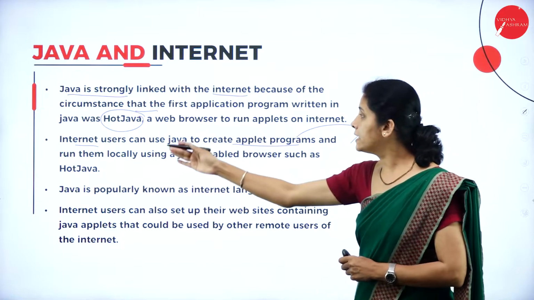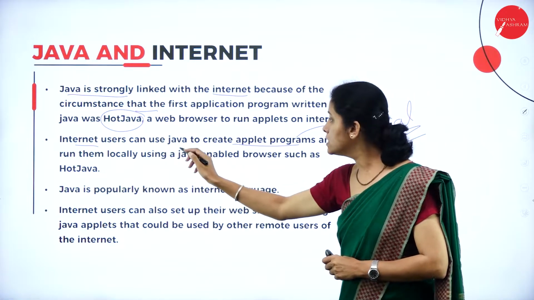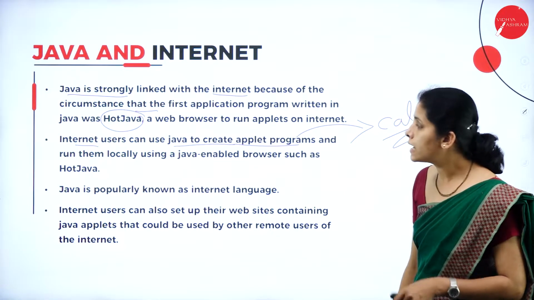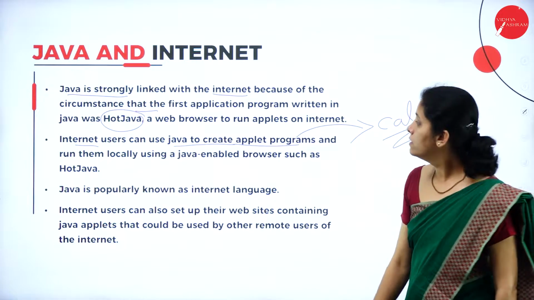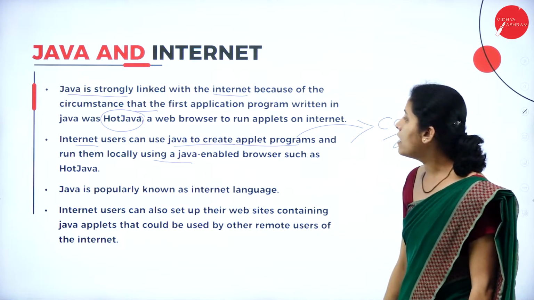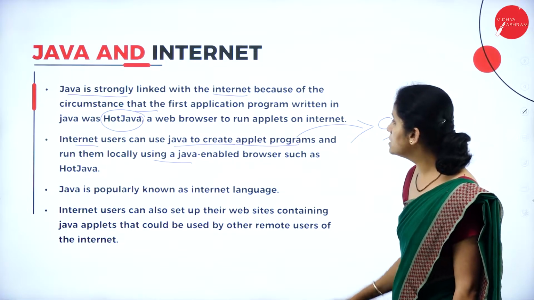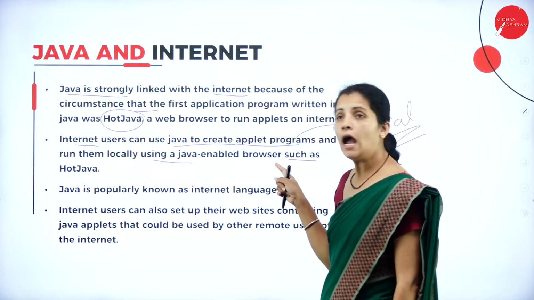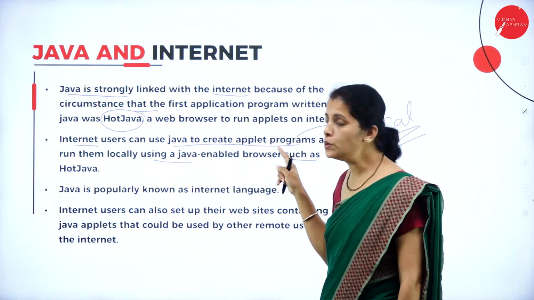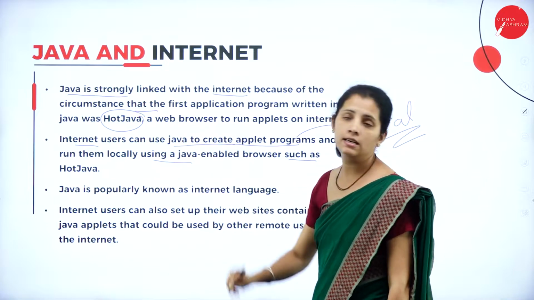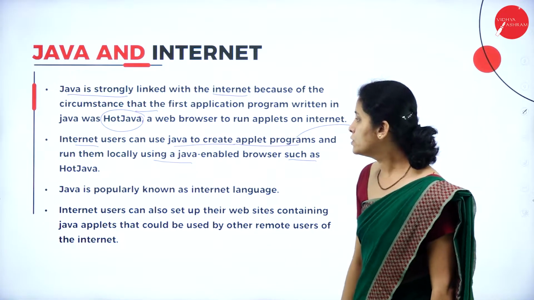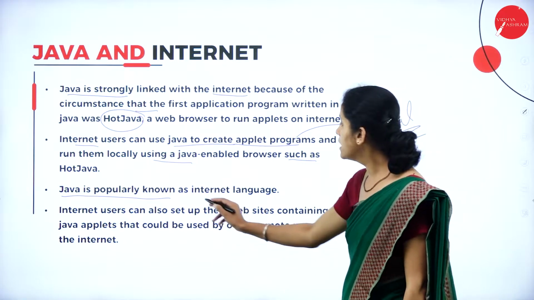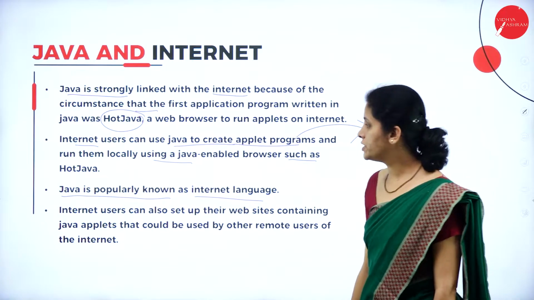So here internet users can use Java to create applet programs and run them locally using Java enabled browsers such as Hot Java. So to run an applet program, I'm going to use a browser, that is Hot Java. So for that reason Java is known as internet language.